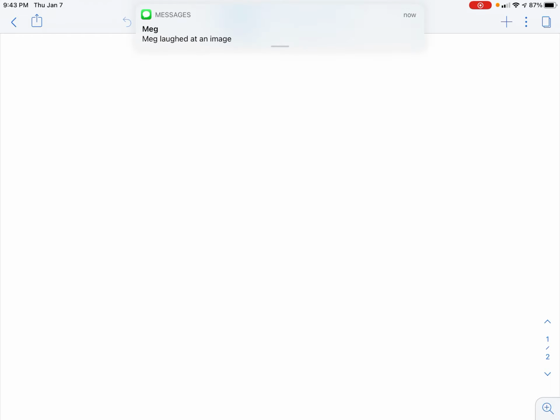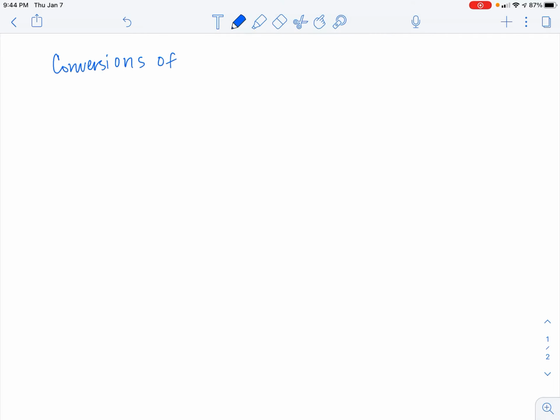Okay, so we're going to be talking about conversions of volume. When you think of volume, you think of something that's cubed, right? Because that's length times width times height. So there are 3 measurements we're multiplying. If we were multiplying inches, it would be cubed because of the 3 measurements. That's what we're talking about when we talk about volume.